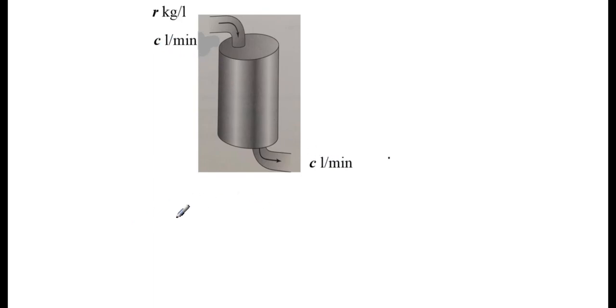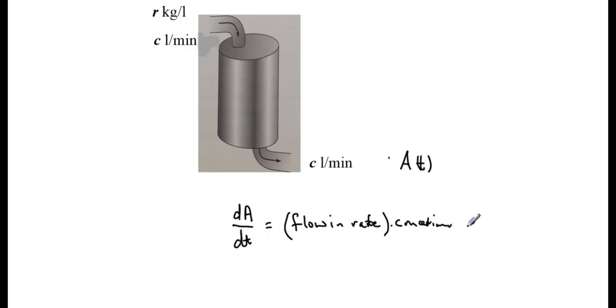We arrived at the fact that if we denote A of T as the amount of salt at any time T, then the rate of change of the amount of salt in the solution here, dA/dt, is equal to the flow in rate multiplied by the concentration of salt in this case, minus the flow out rate multiplied by the concentration. In this case, the concentration will be given by A(t) divided by the volume of the tank.